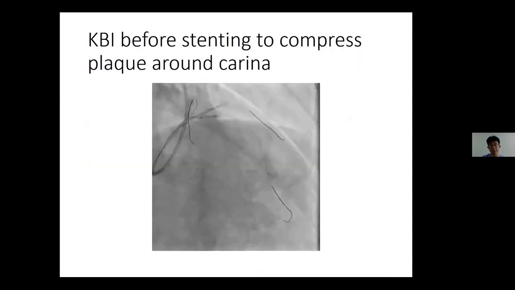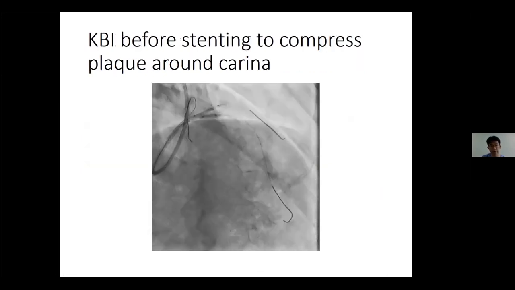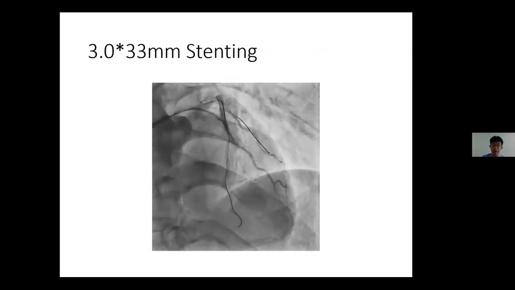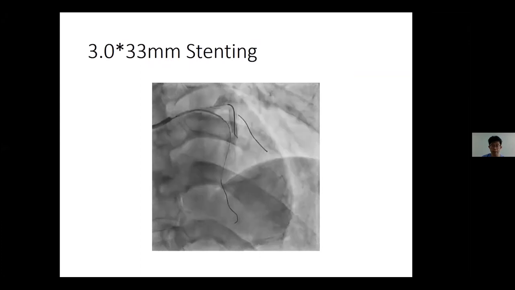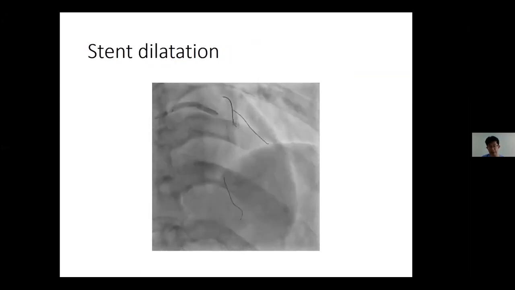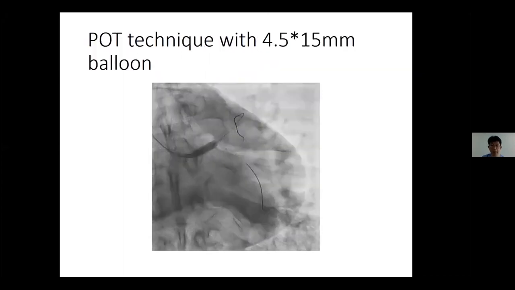This is the same image. So KBI before stenting to compress the plaque around the carina, and then we put the stent, 3.0 by 33 millimeter, followed by stent IVUS marking imaging. This is the stent dilatation. This is the CAG after stenting, and then we did the POT technique with a 4.5 NC balloon.